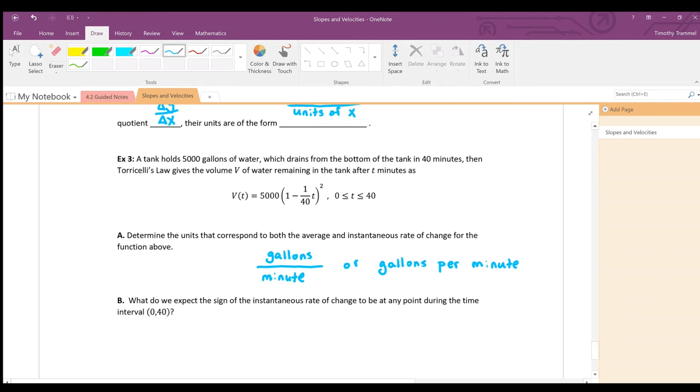All right, and we have one more question here. What do you expect the sign of the instantaneous rate of change to be at any point during the time interval 0 to 40? So I'm essentially asking you, do you expect that the volume is increasing or decreasing? Well, since we're losing water, the volume is decreasing, and so we would suspect then that the instantaneous rate of change, we would expect that to be negative.